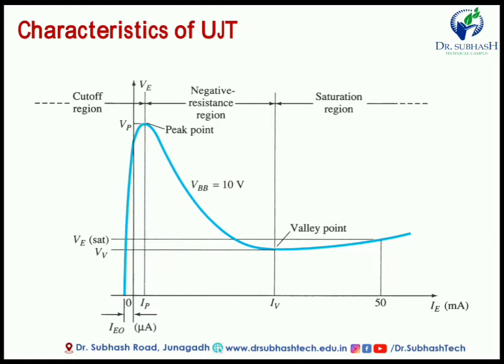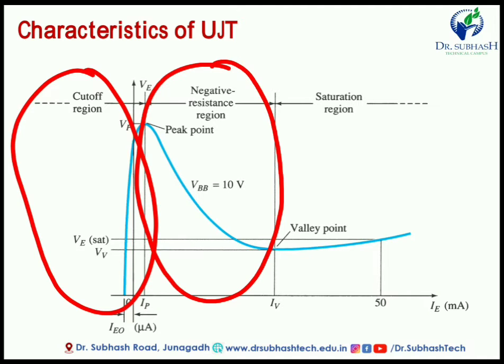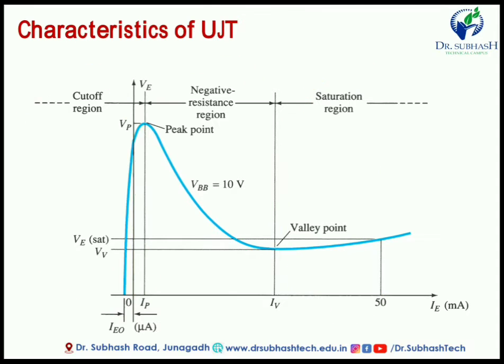Now let us study the VI characteristic of the UJT. This is the VI characteristic of the UJT. In the UJT there are three regions. The first region is known as the cutoff region, the second is the negative resistance region, and the third is the saturation region. First, let me start with the cutoff region. In the cutoff region there is no current, or zero current, meaning the UJT is in the off state, so it is known as the cutoff region.